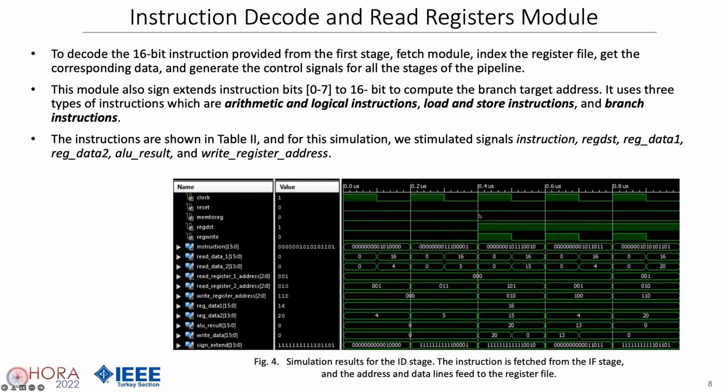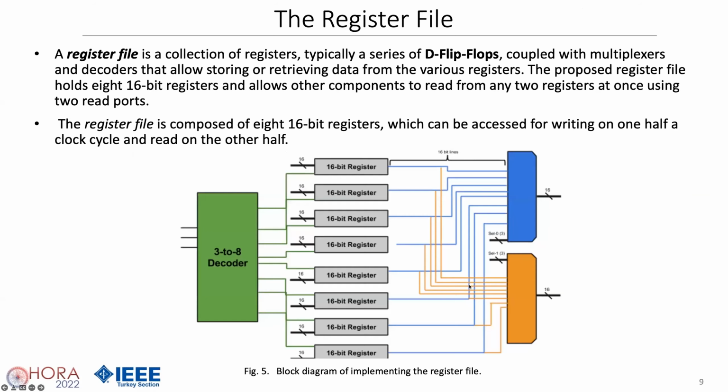The second stage is the instruction decode and read registers model. This model is used to decode the 16-bit instruction provided from the first stage, index the register file, get the corresponding data, and generate control signals for all the stages of the pipeline. This figure shows the timing diagram for the simulation results of this model and its embedded data and control signals.